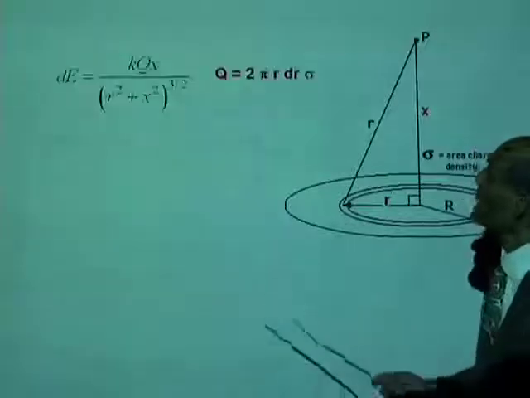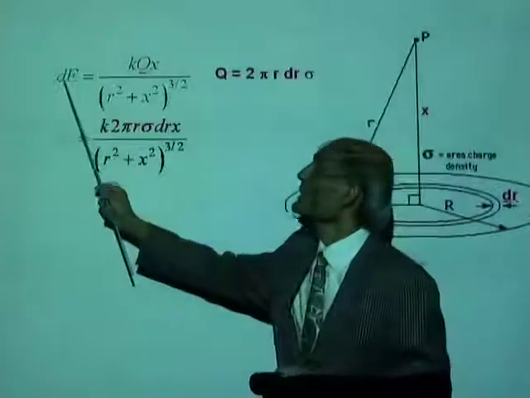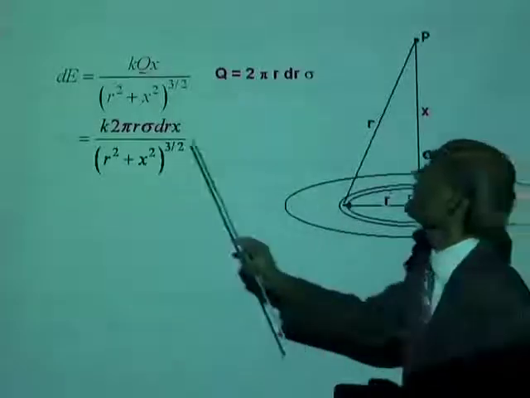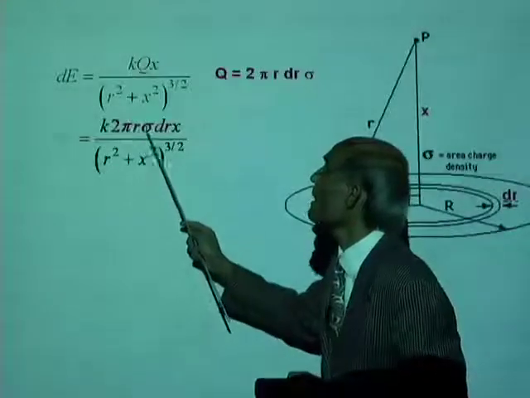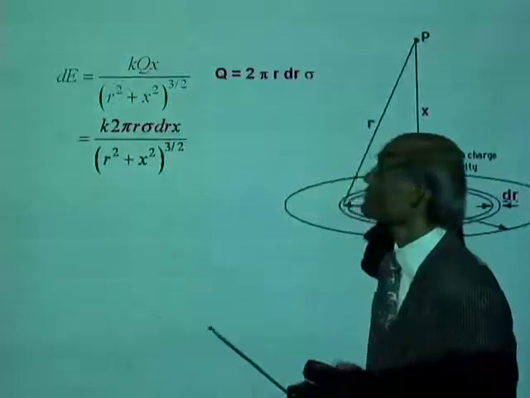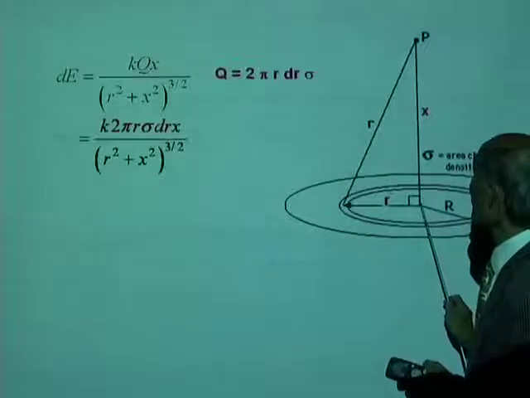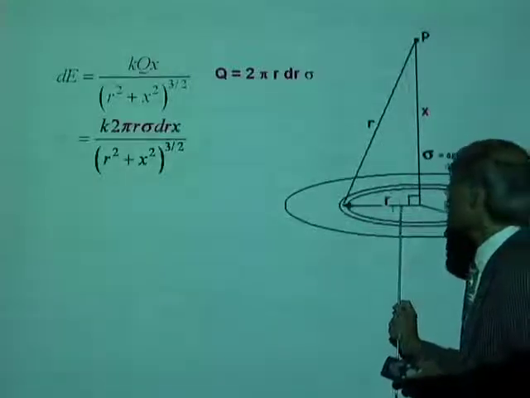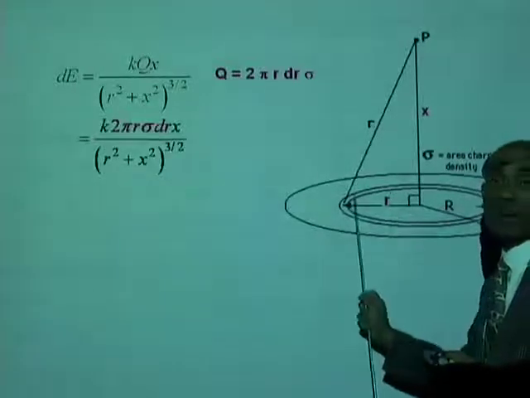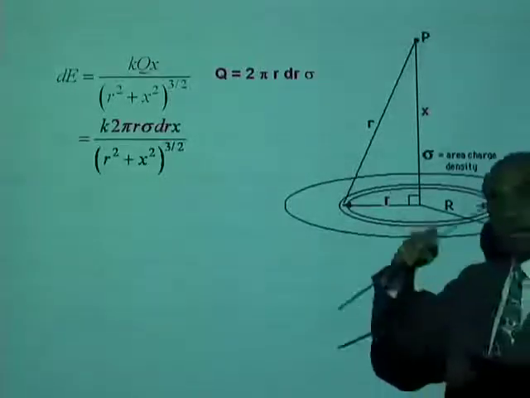Alright, let's do that in the next slide. This q will be now replaced by this quantity. So dE, the electric field at P due to this ring charge, is k times 2 pi r sigma dr x over (r squared plus x squared) to the power of 3 over 2. And you can see x is a constant. But what will change is now this r, because the ring can be anywhere on the disk. This r can change from 0 to big R. Big R is the radius of the disk.